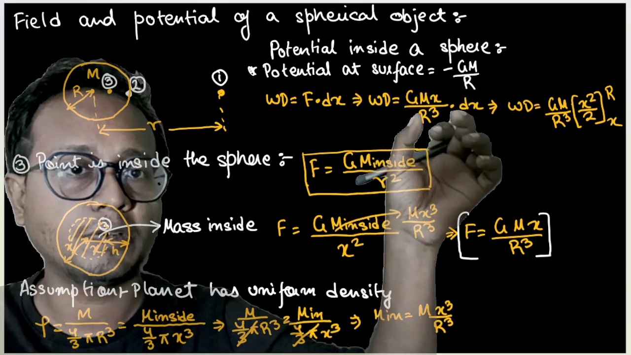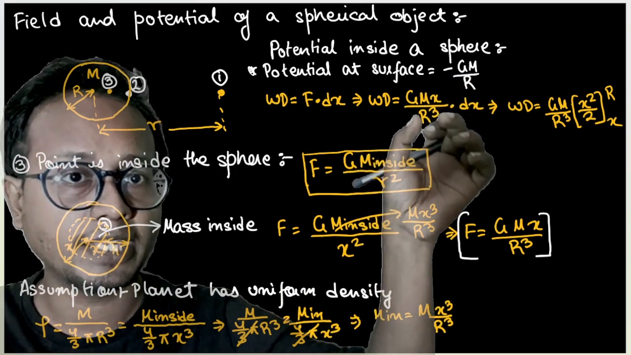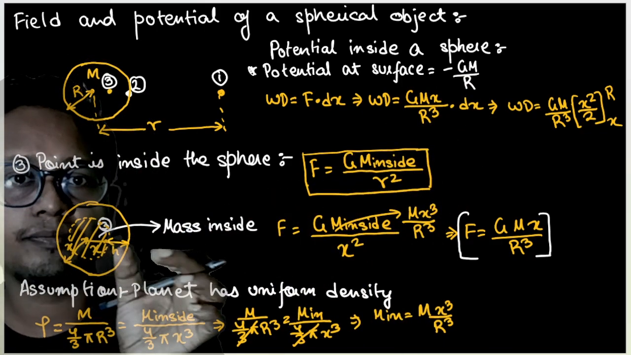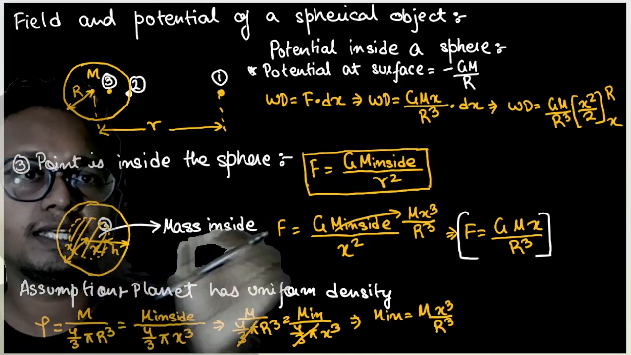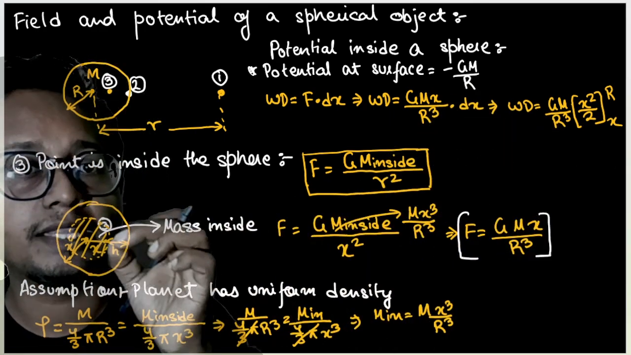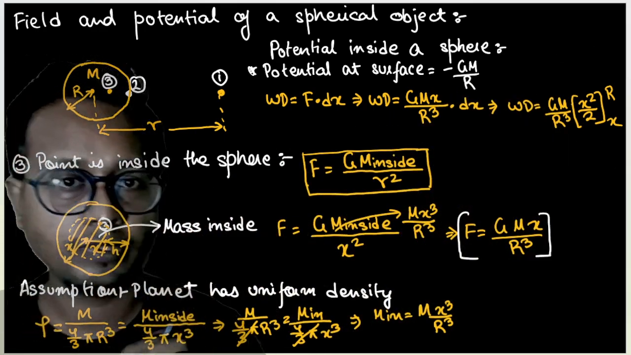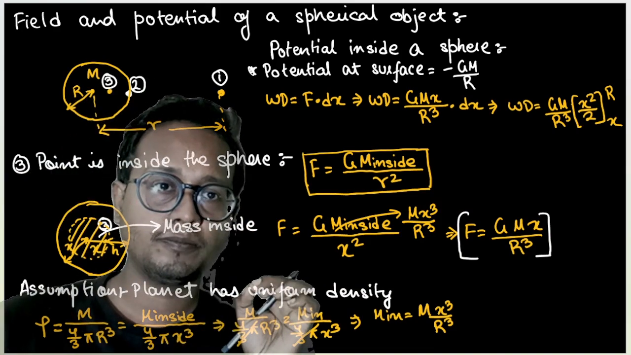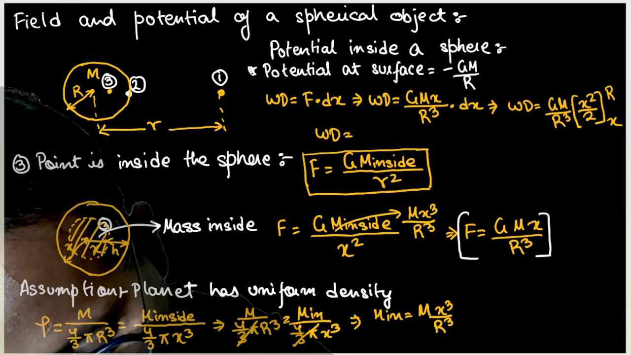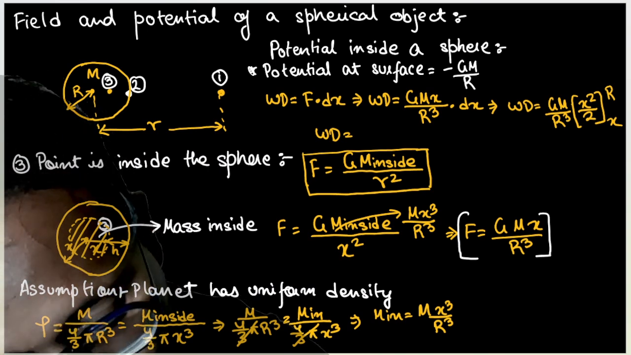If you use a variable out here instead of x, say R minus h, so instead of using GMx by R cube, suppose I'm using the force as GM by R cube into, instead of x, R minus h, okay, R minus h, or radius of planet minus depth, into dh. Then the lower limit would be the surface of the planet and the upper limit would be the depth h. Okay, understood the scenario?